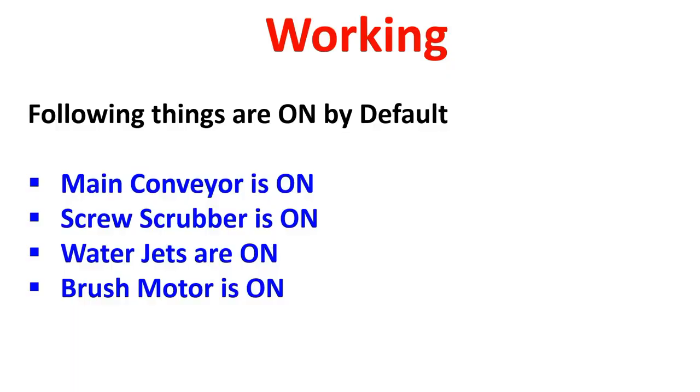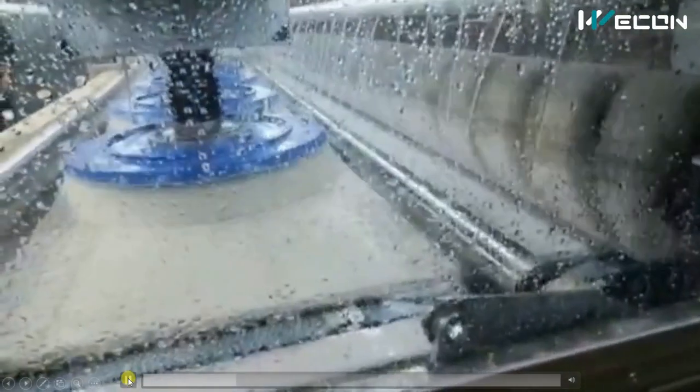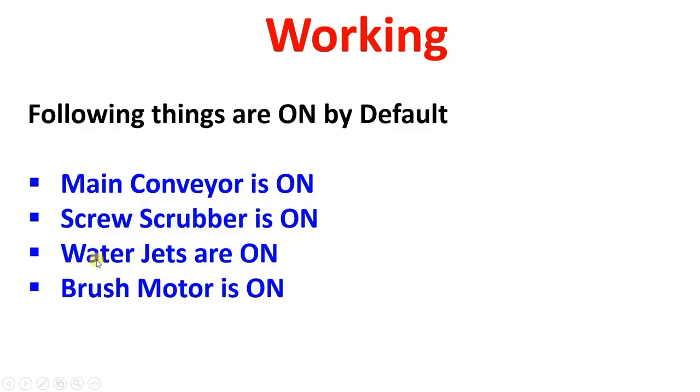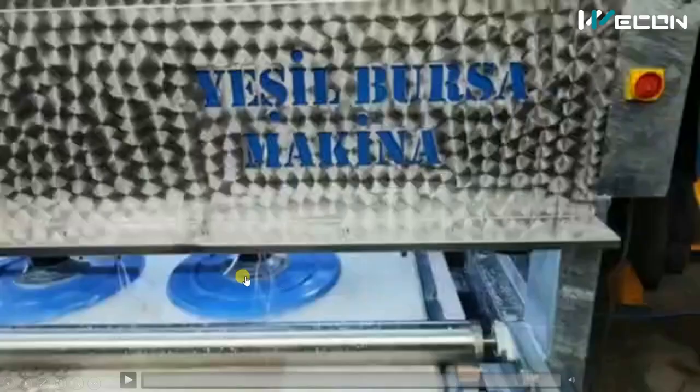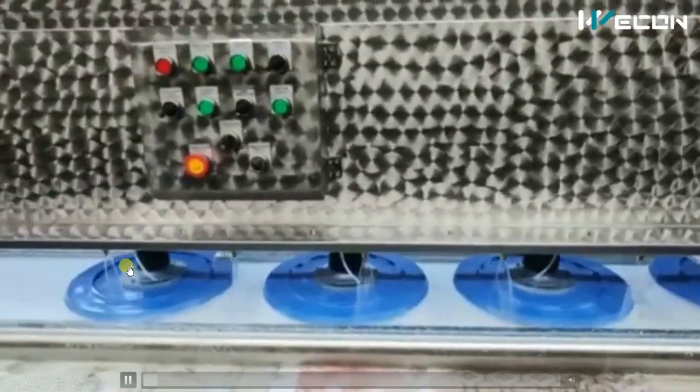Now let us see how this machine works automatically. There are some things which are on by default when we turn on the machine, like the main conveyor, which is moving the carpet. After that, the screw scrubber, which we have already seen is on. You can see this is the screw type scrubber, which removes hard particles from the carpet. After that, the water jets, detergent water jet and fresh water jets, are always on. And the brush motor, again you can see this brush motor is always on. It never stops, just its forward and reverse is based on sensor.